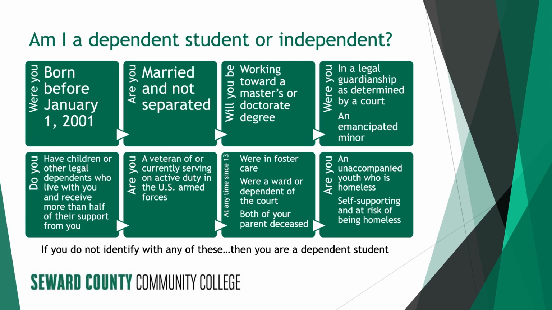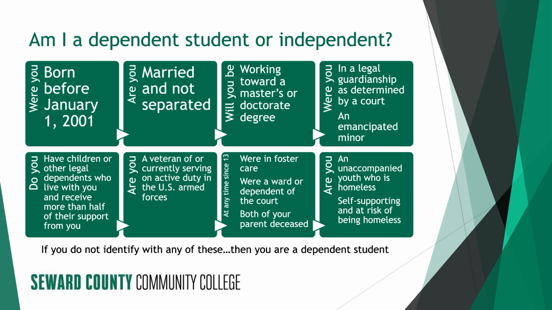Students usually question whether they are required to provide parent information, especially those that may live out on their own. The following questions will help to determine whether you are required to provide parent information, or in other words, as we call it, if you are considered a dependent student or an independent student. The questions are: was the student born before January 1st, 2001? Is the student married and not separated? Will the student begin working towards a master's or doctorate degree during the 24-25 academic year?